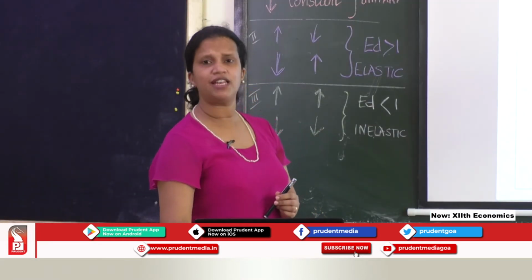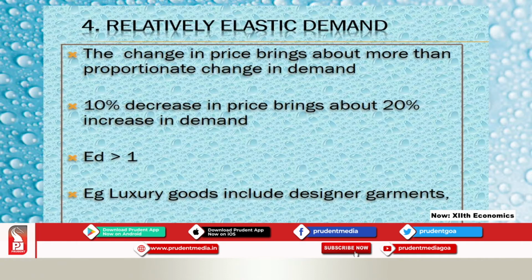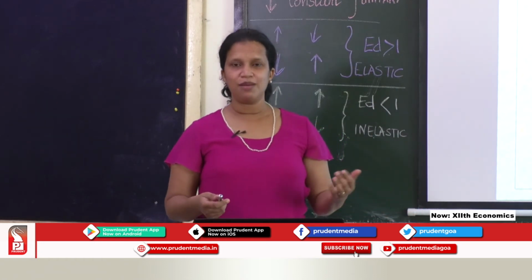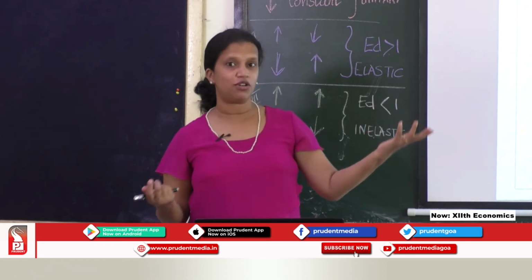So, what would be the value of ED in this case? It will always be greater than 1. The examples under relatively elastic demand would be all goods which we consider as luxurious goods. So, for example, if I have to buy some designer clothes or some clothing of some brands, I always buy when I notice that the price has come down, there is some offer of sale, some discounts are being offered, because otherwise it is difficult for me to afford the brand.